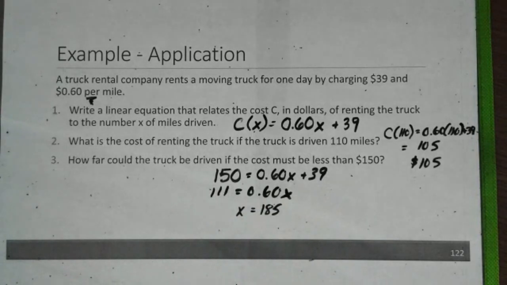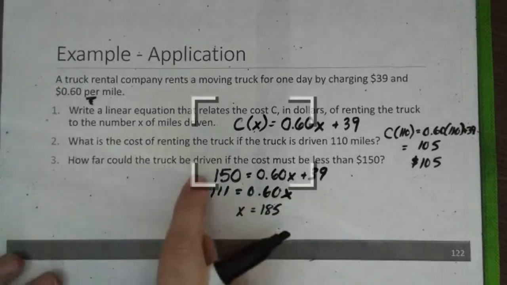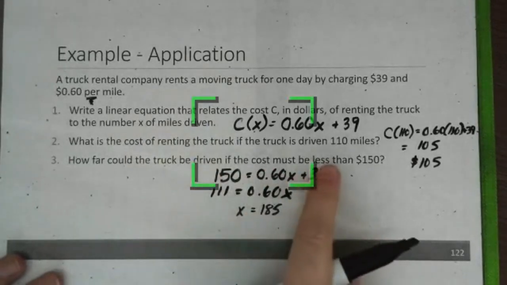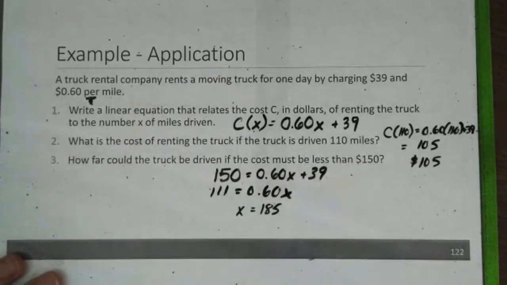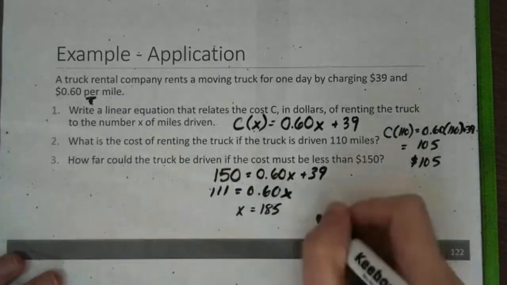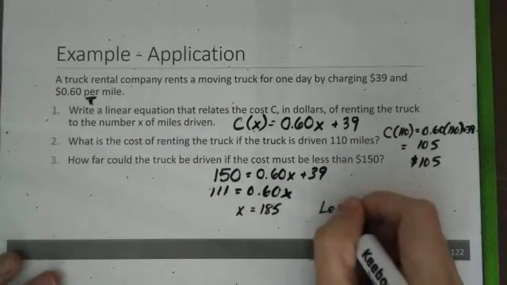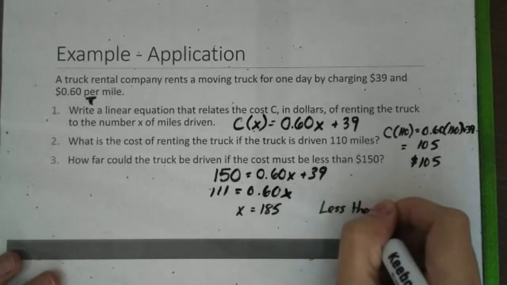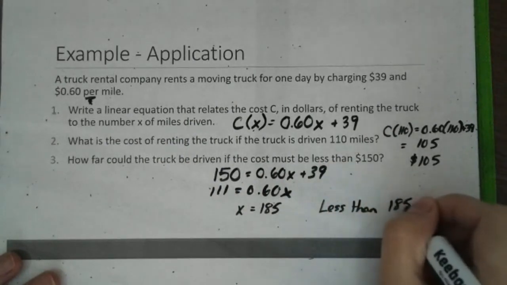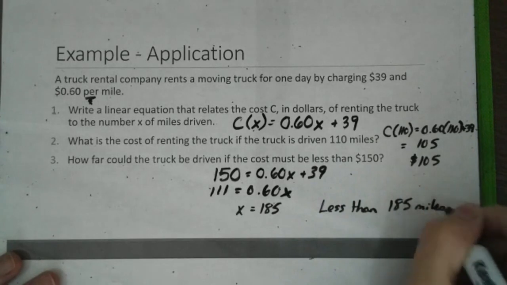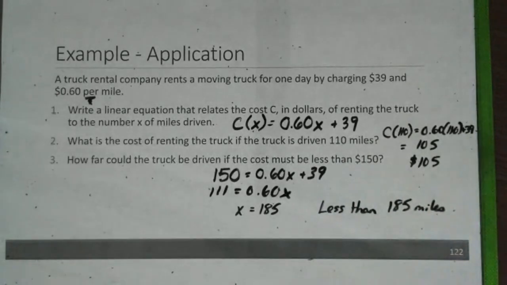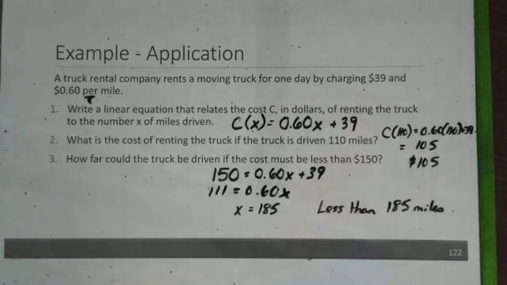Now I'm going to be really picky about this just because it's important to read your problems carefully. We need the cost to be less than $150. If we drive 185 miles, it will cost exactly $150. So we need to make sure we drive less than this 185 miles. If we travel any distance less than 185 miles, the total cost will be less than $150.